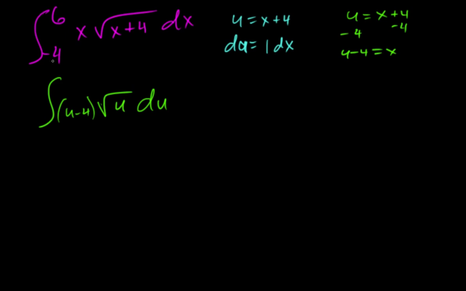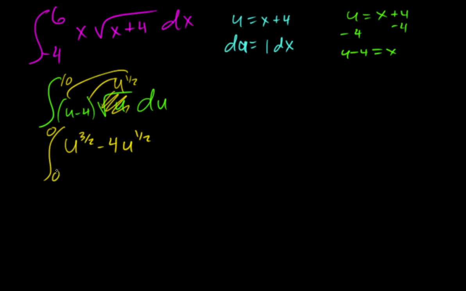And let's replace the limits of integration as well. The limits of integration are, if we plug in a -4 here, we're going to end up with 0. If we plug in a 6 here, we're going to end up with a 10. And I'm going to think of this as u to the 1/2 and distribute. So if we add those exponents, we get u to the 3/2 minus 4 u to the 1/2. So I just distributed that there, 0 to 10 du.